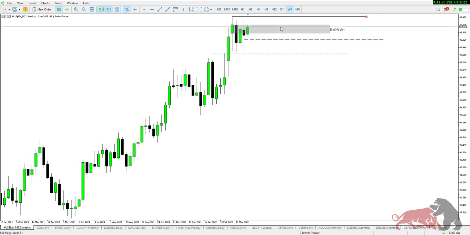So right now we are trading inside our weekly bearish order block, right? Meaning 99.45, that is where the buy stops are located. That's where the draw on liquidity is. So we need evidence, we need a catalyst to move price to the upside.